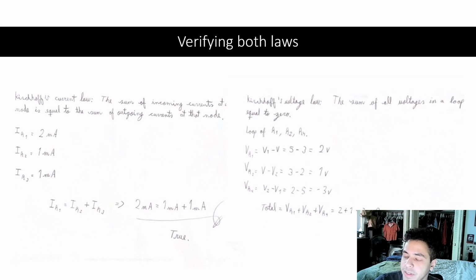The conclusion that I got from these laws is that the conservation of energy is true for the circuit, and also the charge conservation. We can see that they are true for the circuit as well.